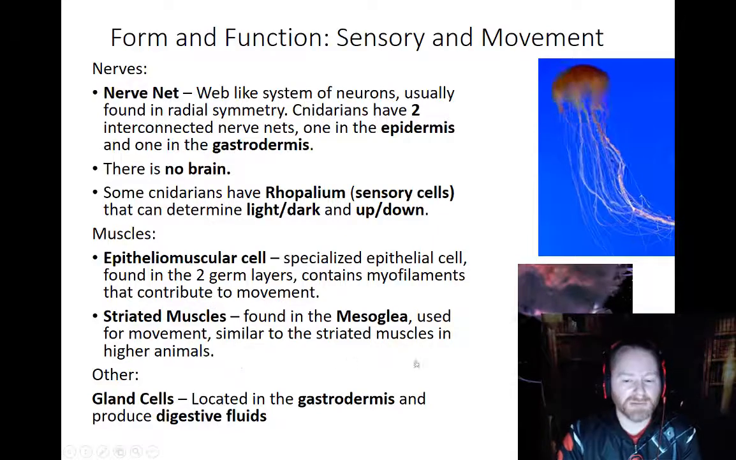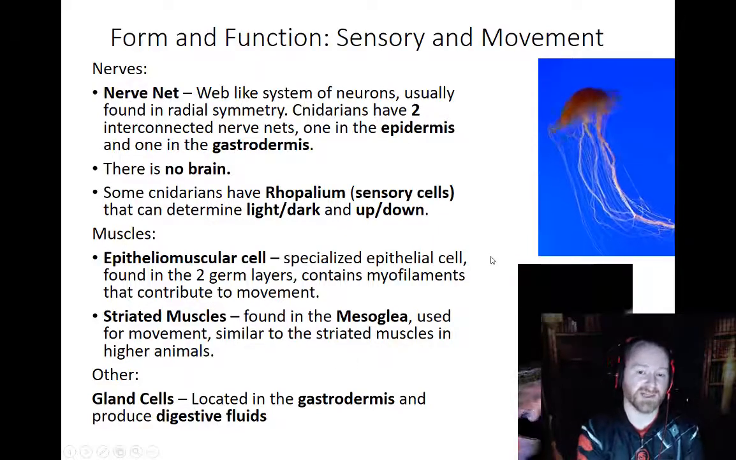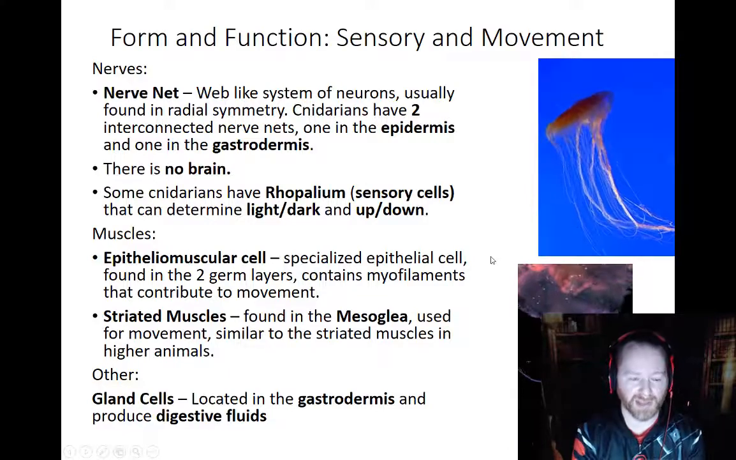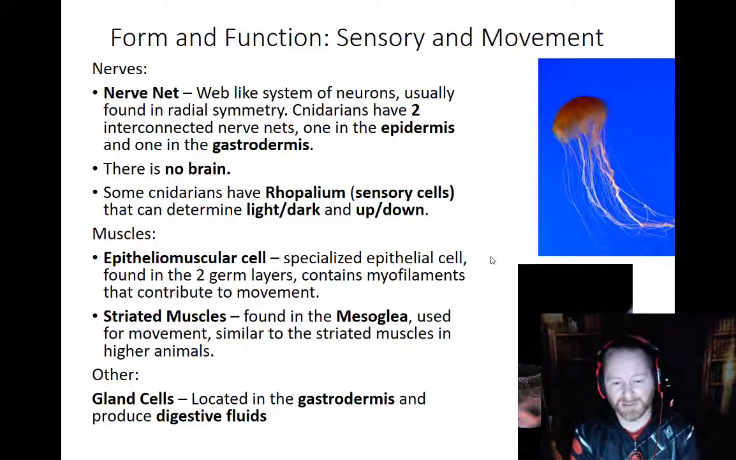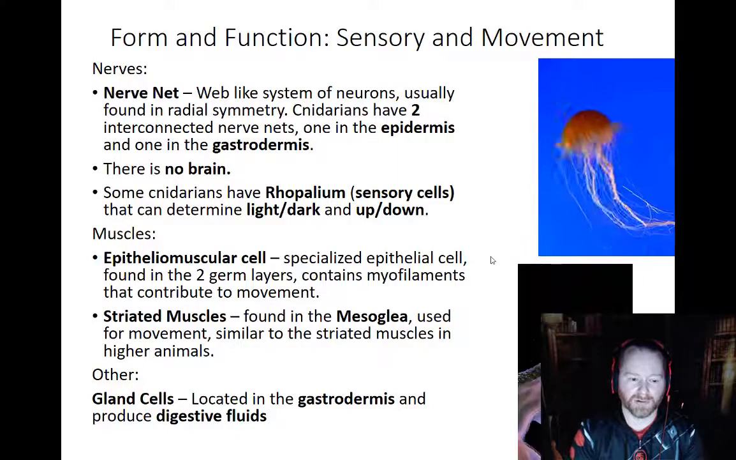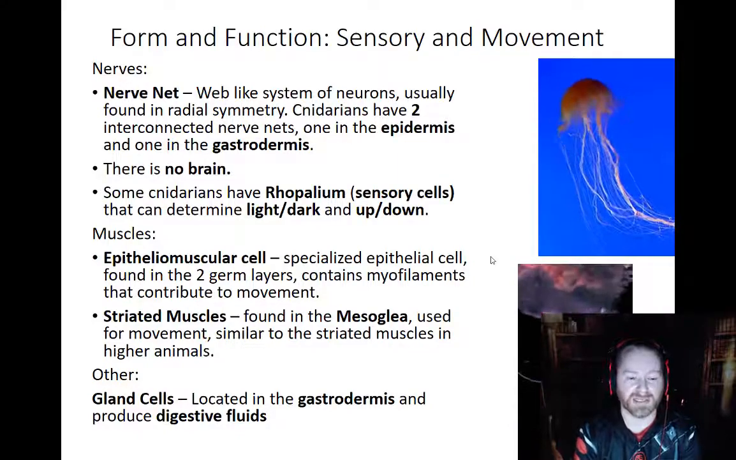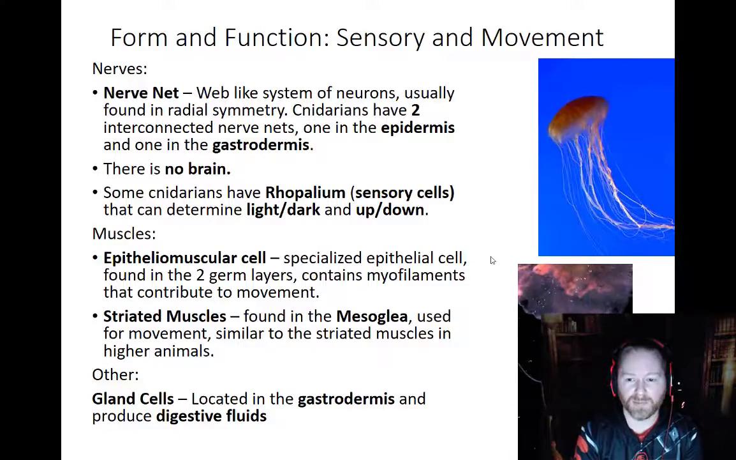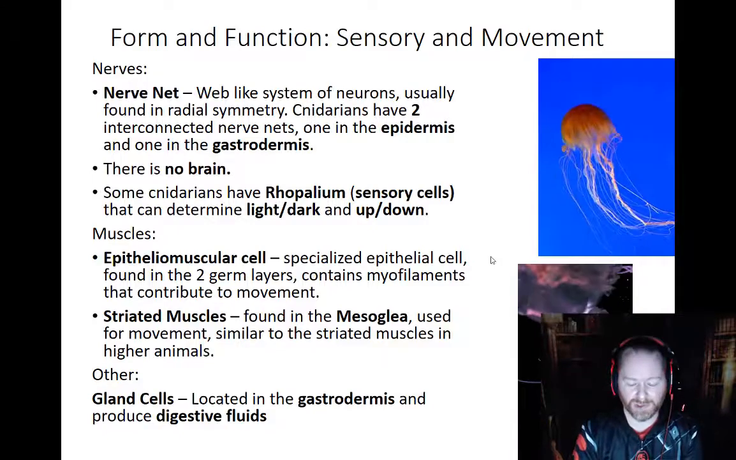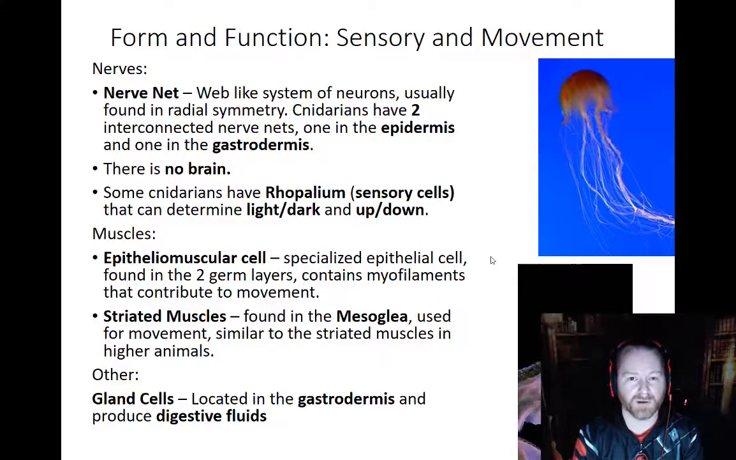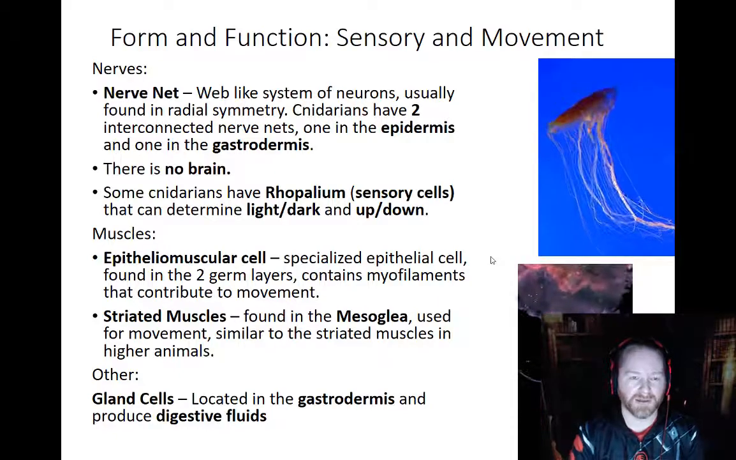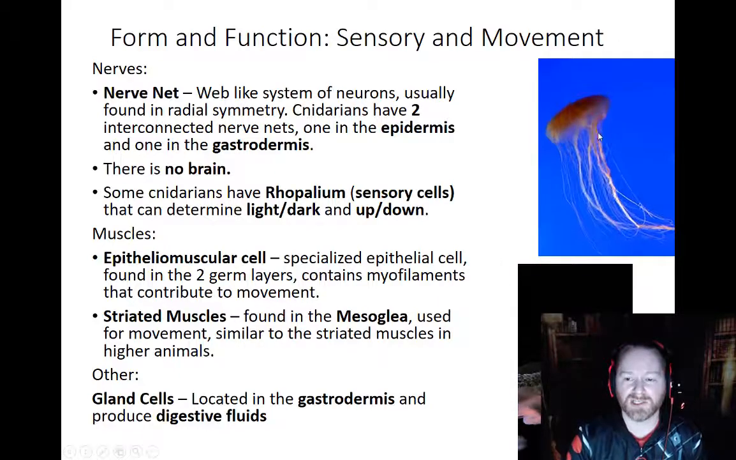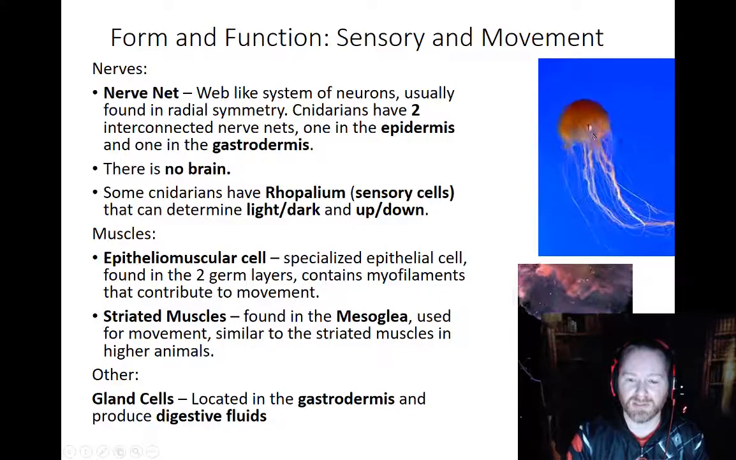So when we look at their muscle system, essentially we see that there are two different types of muscles. They have the epithelial muscles, which are found in both of the germ layers, the inside and the outside. And this essentially helps with movement. There are just little myofilaments, which are the basic parts of a muscle cell, and that's what helps do the undulation and the motion that we see here.